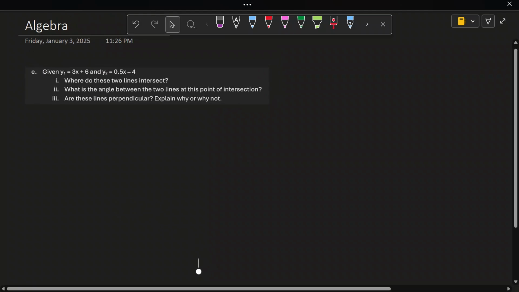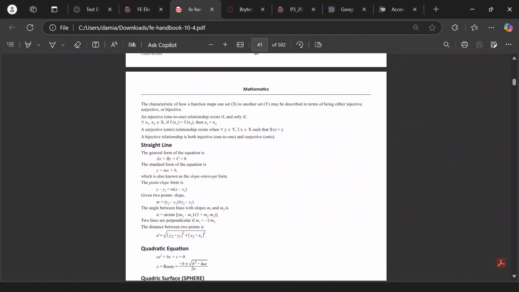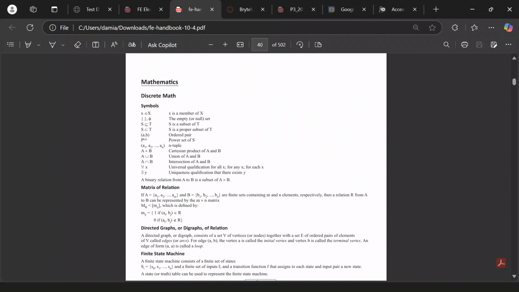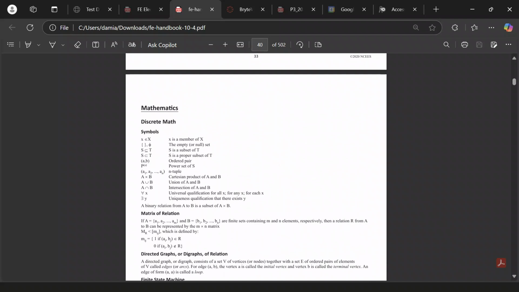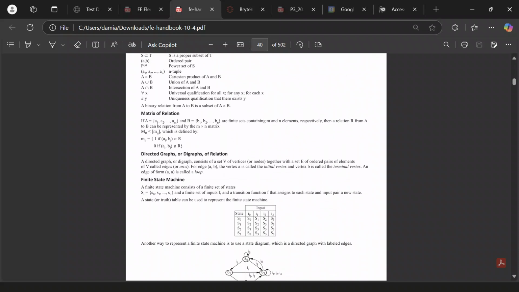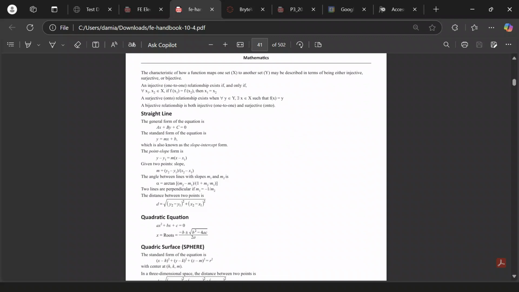You'll notice in the FE handbook they break math into different sections. Of course, they have finite state machines, more circuit state machines here. In mathematics, they start with discrete math, matrix of relationships, so your matrices, your graphs, and then they get into straight line, more algebra based things. So, what we're going to be doing is starting with the straight line first.